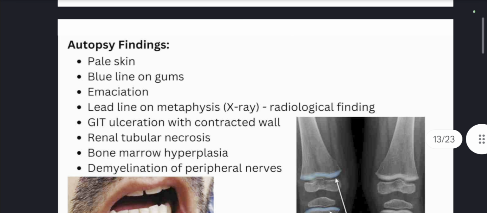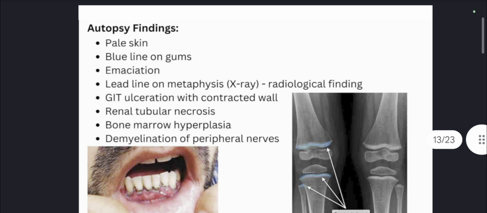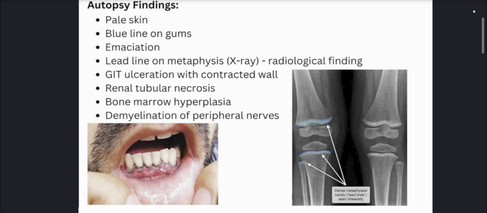Talking about the autopsy findings, what we find: pale skin, blue line on gums, which is the Burtonian line, emaciation, lead line on metaphysis on X-ray, as we can see, GIT ulceration with contracted wall, renal tubular necrosis, bone marrow hyperplasia, and demyelination of peripheral nerves. So these are nothing but the autopsy findings which we find in lead poisoning.